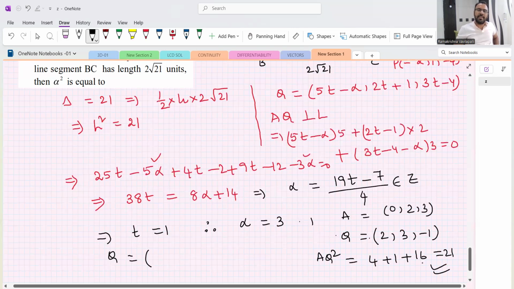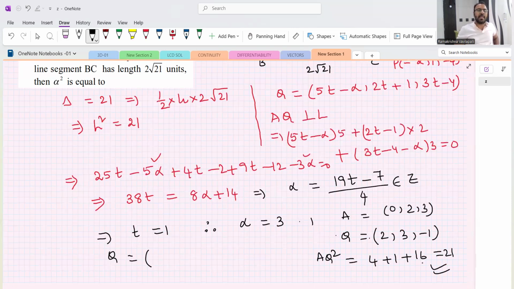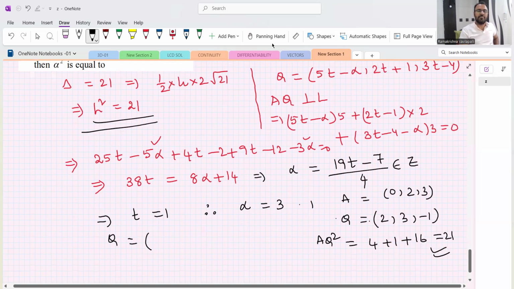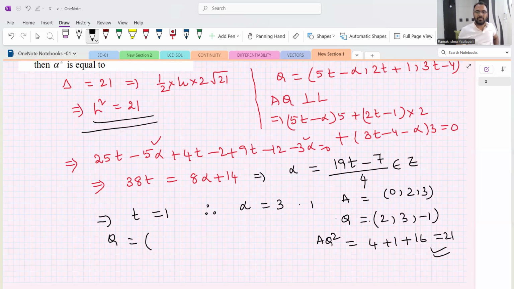Of course, there are many values of t for which t is an integer, but exceptionally we want that AQ square is equal to 21. This is a very good question. I'll check if there is any other question. I will solve that 54th question last.